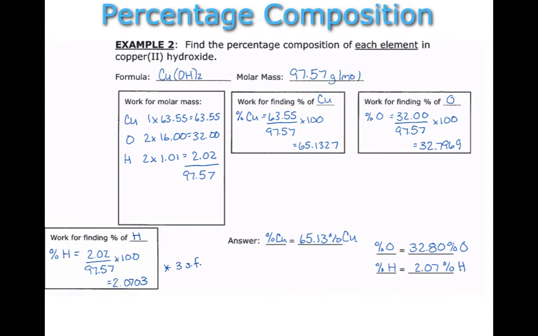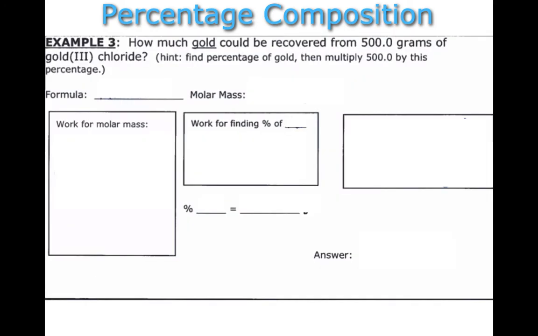Now, how else can this be useful, say in the world of chemistry? Well, we have a compound, gold 3 chloride. I have 500 grams of that. Part of that is gold. Gold is a very expensive element. How much of those 500 grams would be gold if I can extract the gold from the gold 3 chloride?